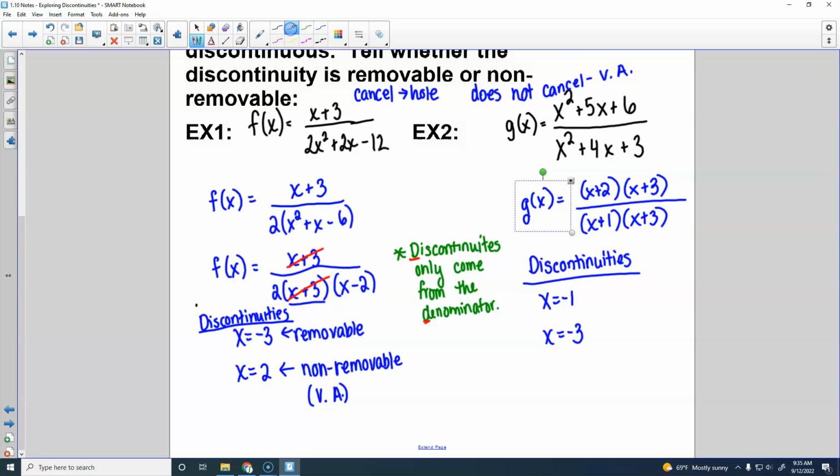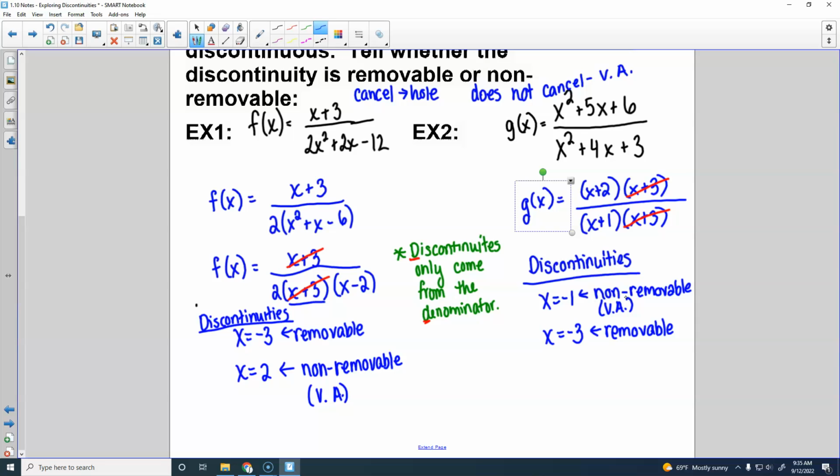Now, I do have one of these that will cancel. So at -3, what type of discontinuity do I have? It is a removable. And at -1, that does not cancel, so I have a non-removable, specifically a vertical asymptote there, if they care.